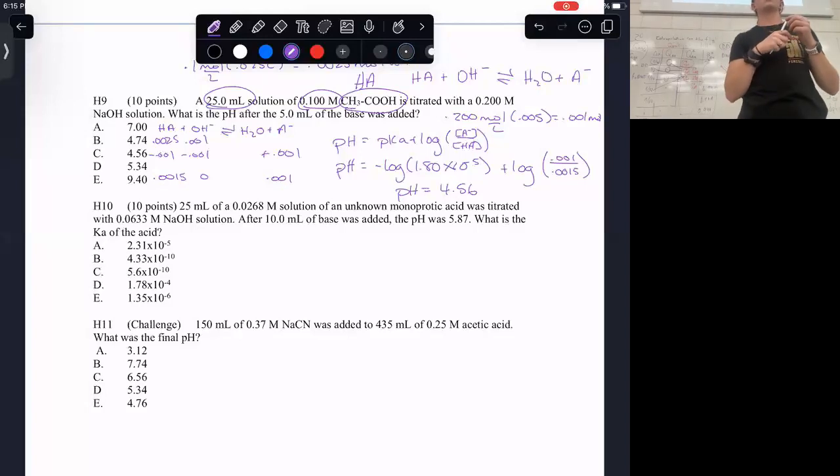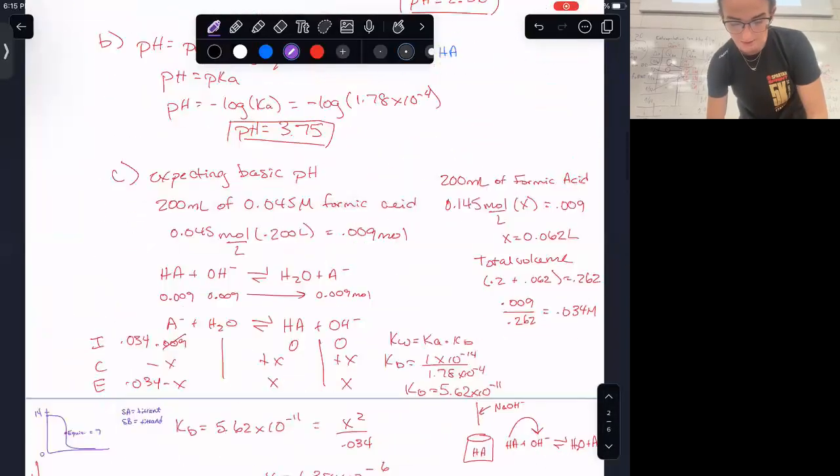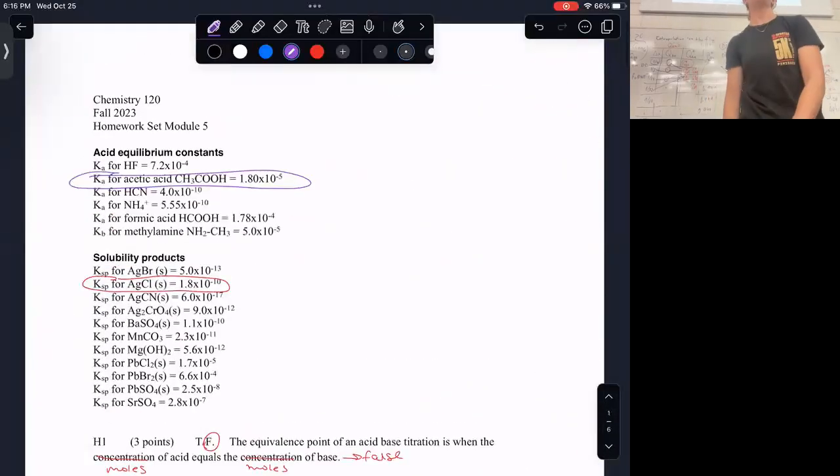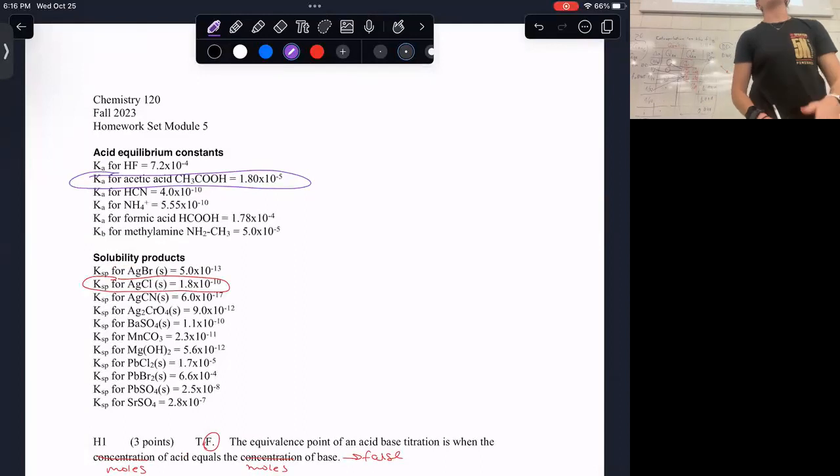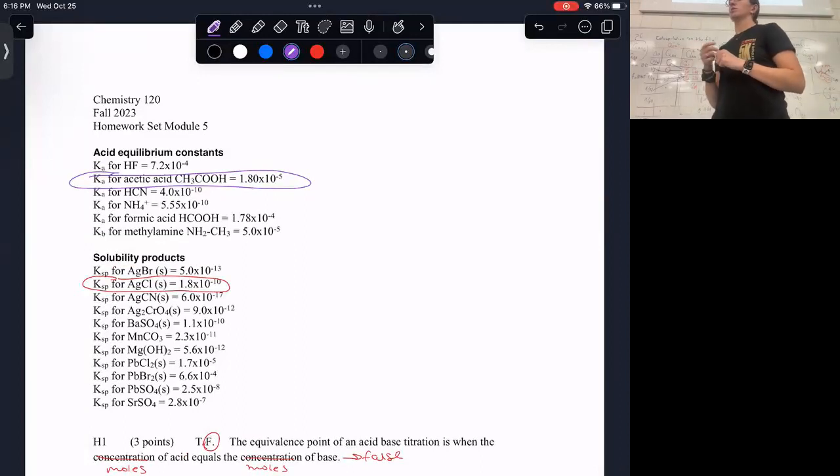Why are you converting this to pKa? Because we are given the Ka here. So in order to find pKa, you just have to do negative log. Yep. You divide by your total volume. So you have 25 from your titrant, and then 5 that you're adding. So what's the total volume? 30. Yep. So you divide by 30.